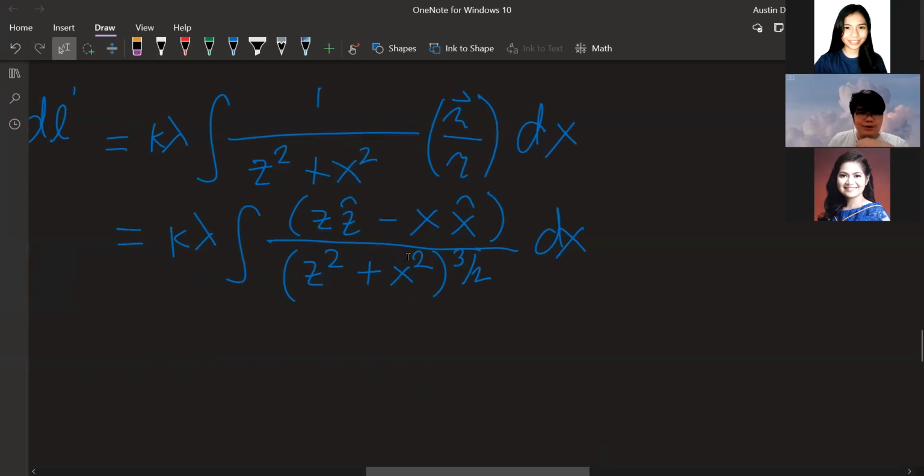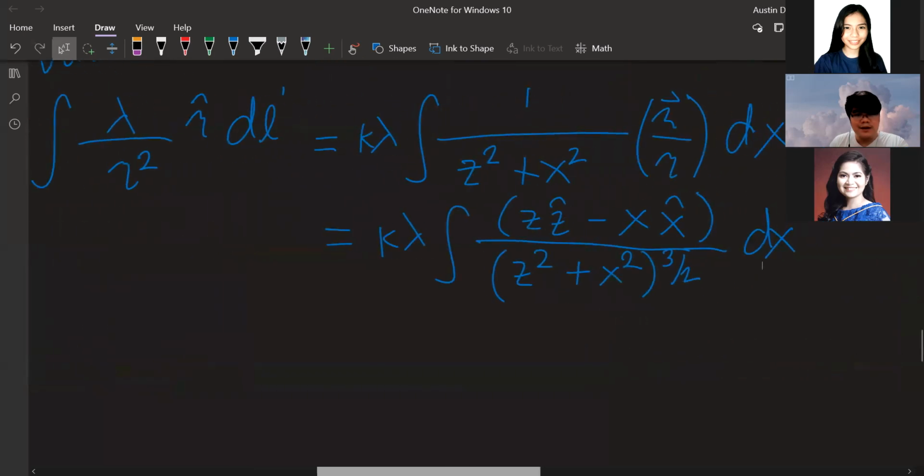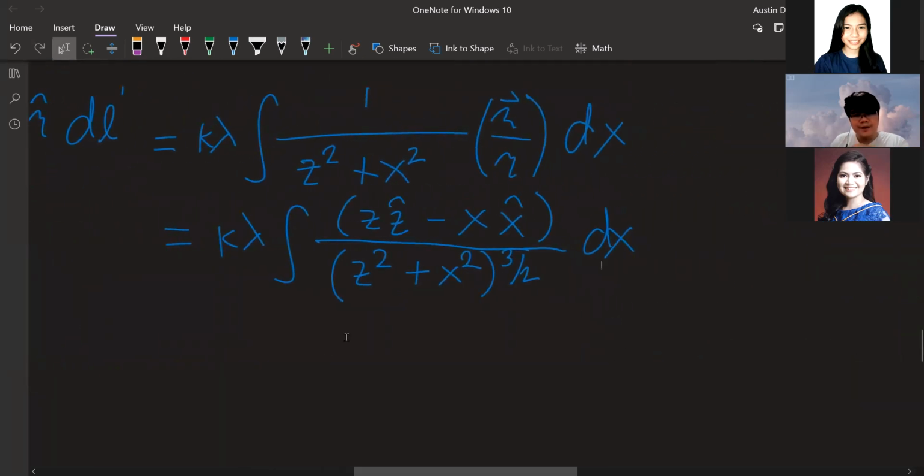So ang gagawin mo ngayon, dahil may 2 terms ka, mag-integrate ka term by term. Okay, klaro. So ano sir, ano yung integration bounds natin? Integration bounds mo will be negative L. Dahil 2L siya, nasa gitna tayo ng rod or yung line mo, which is length 2L. So nasa gitna tayo, ibig sabihin, this is negative L and this is positive L. Kuha. Okay. So this is negative L to positive L. Okay. Now we're ready to solve things.